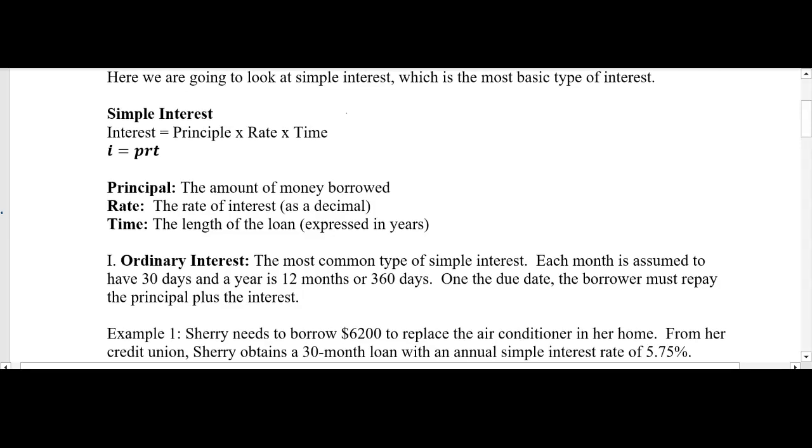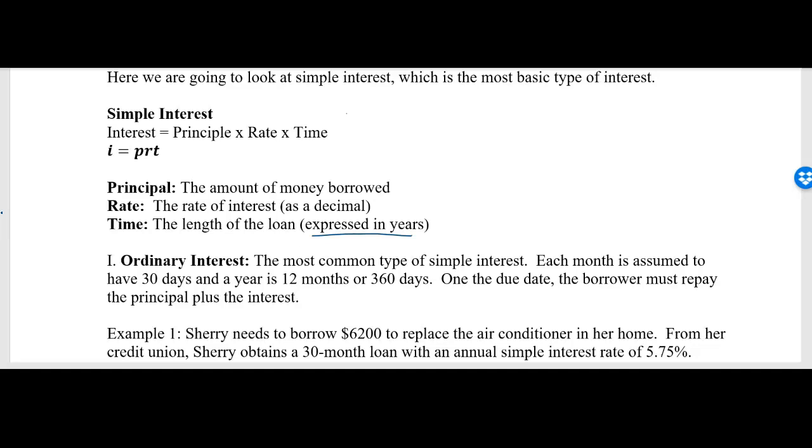But basically, when you're trying to find the interest of a simple interest loan, you're going to take the principal, which if you look down here is the amount of money borrowed, times the rate, which is the rate of interest. Now you'll be given the rate written as a percent, but when we put it into the equation, we always need to change it into a decimal. And then times time. Now notice what I put here. This is very important. It's always expressed in terms of years.